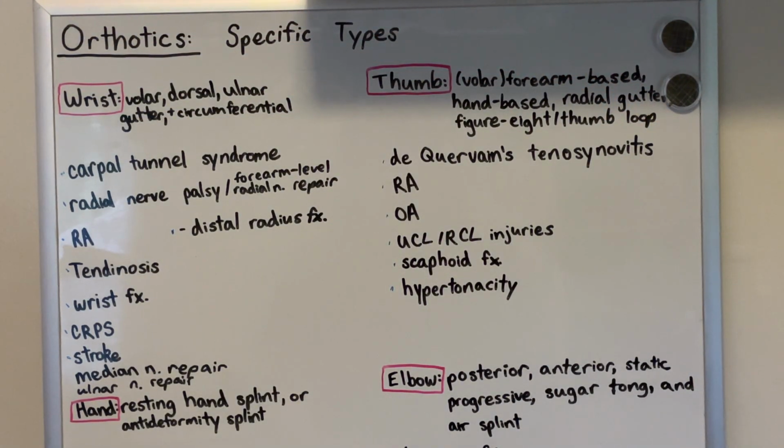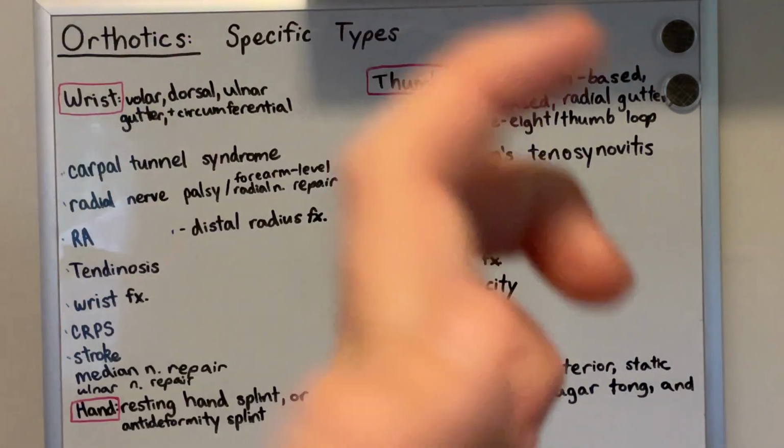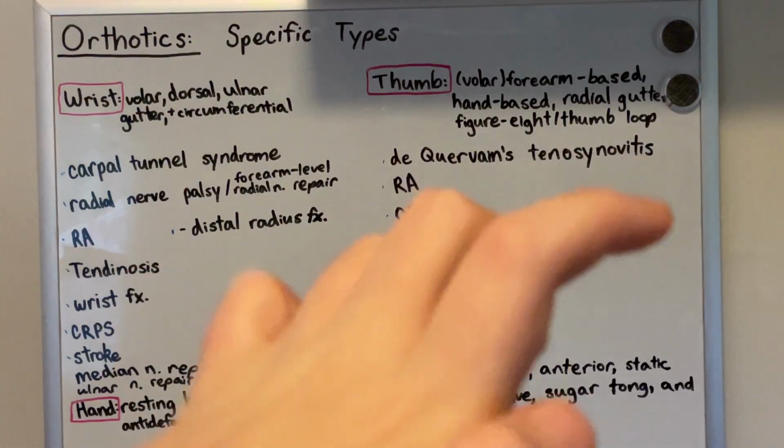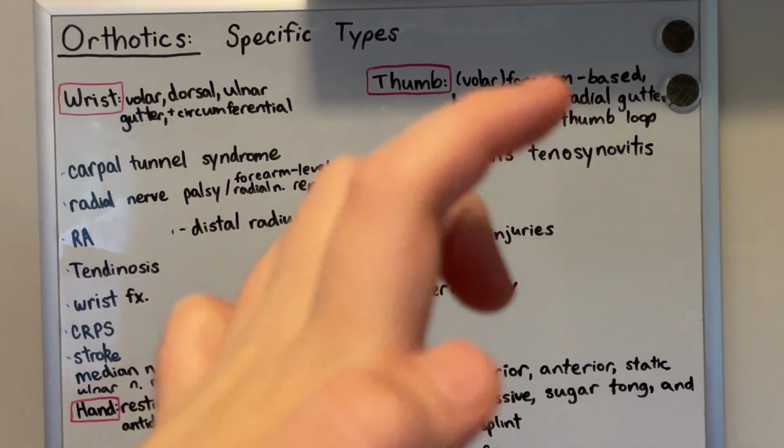And then ulnar nerve repair, this is the one where you want to be cautious of claw hand deformity. That is the hyperextension of the 4th and 5th digit MCPs.